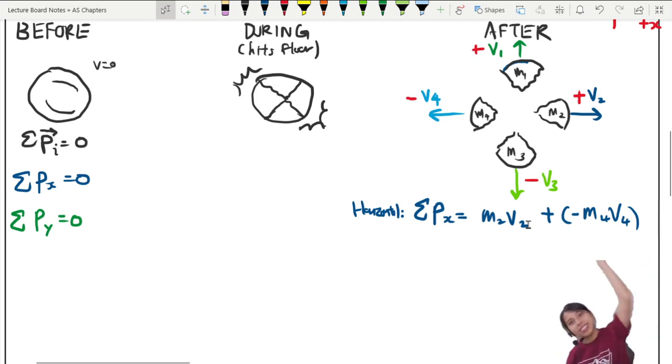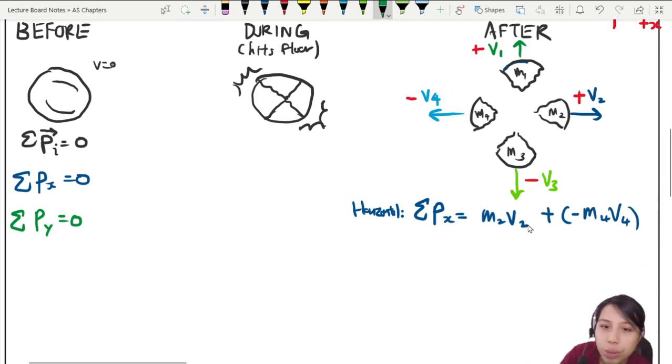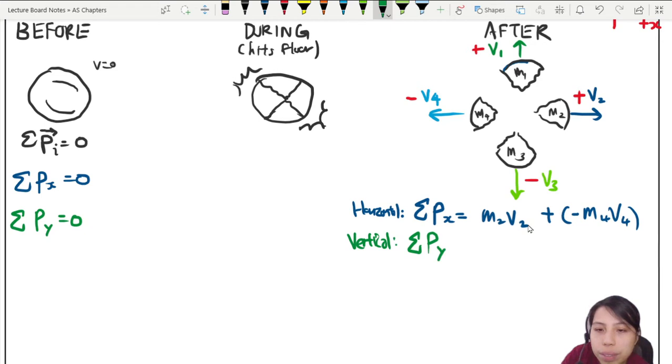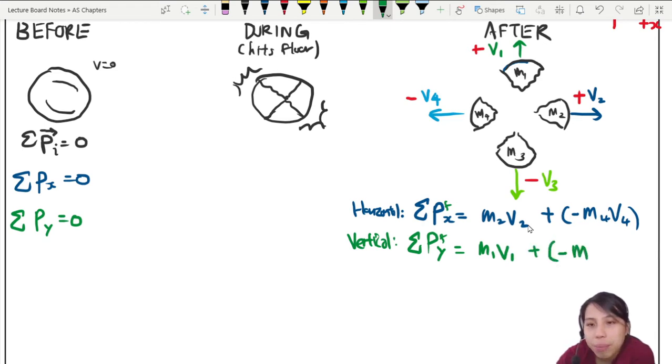How about the vertical? We gotta write it separately. So now, if you want to check the vertical component, the total momentum in the vertical final. Final, after everything happened already. We have one moving up. Let's call that M1 V1. We have also one going down. So there will be negative M3 V3.